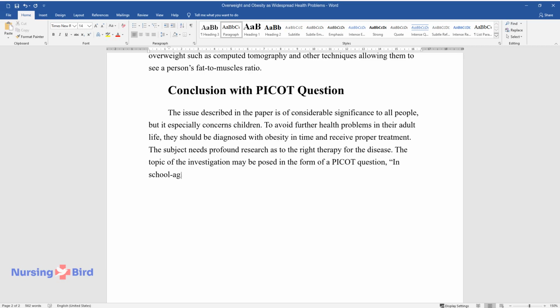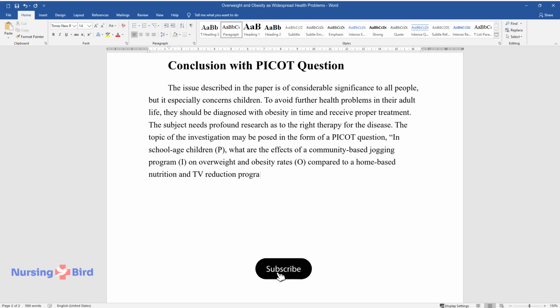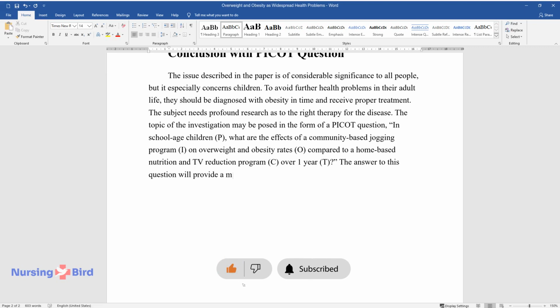In school-age children, P, what are the effects of a community-based jogging program, I, on overweight and obesity rates, O, compared to a home-based nutrition and TV reduction program, C, over 1 year, T? The answer to this question will provide a more efficient way to cure childhood overweight.